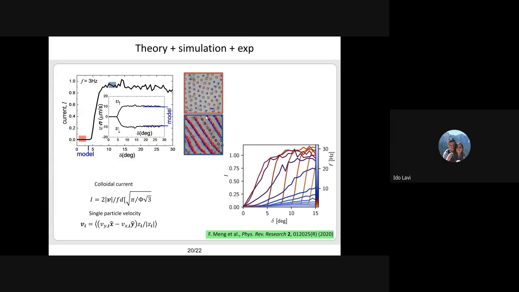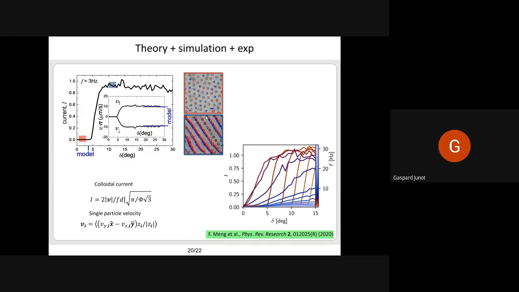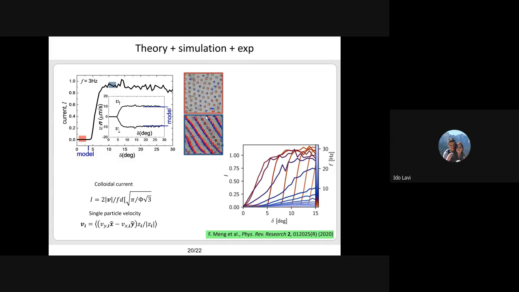Probably, or to tilt the sample, maybe. Yeah, that's the idea. To tilt the sample, you will have this gravitational force. You will induce some unwanted flow of colloids.